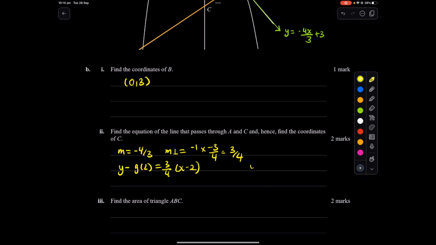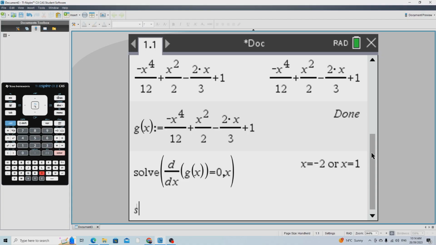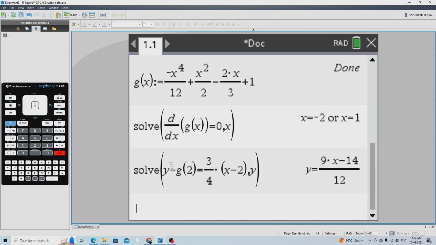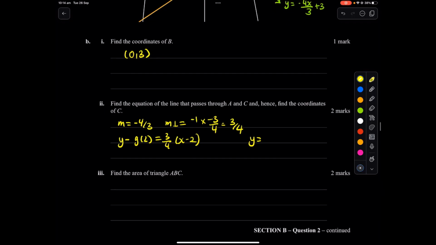And we can solve for y. So let's do that: solve where y minus g of 2 is equal to 3 over 4 times x minus 2, comma y. Okay, is that right? Yeah, it looks good. So let's write that down. That'll be 9x minus 14 over 12. That's your equation. And hence find the coordinates of C.